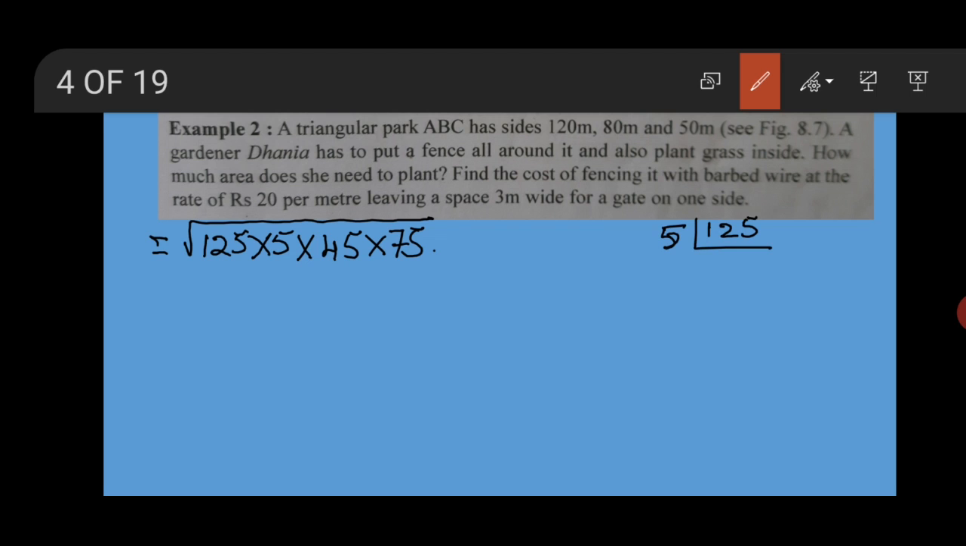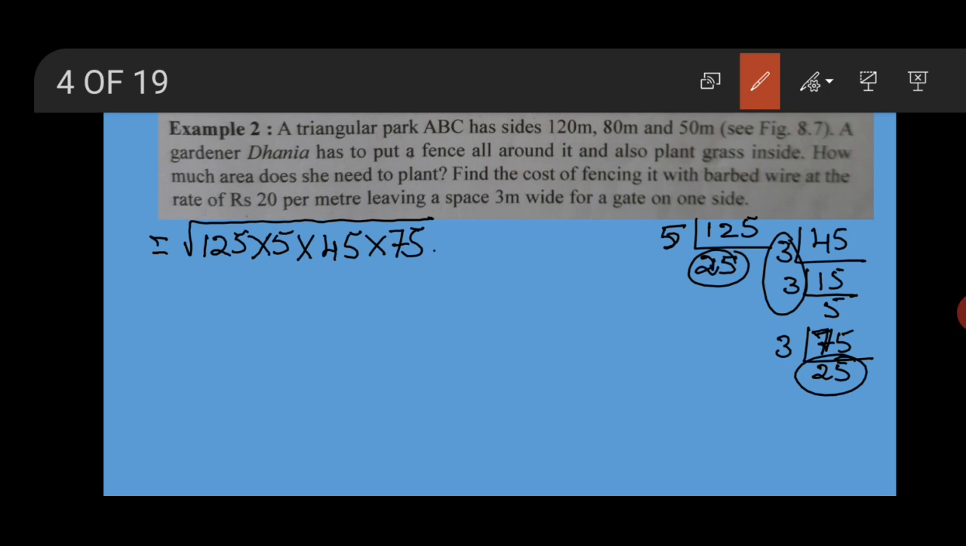25. Therefore, we can write 25 into 5. Similarly, 45. How can you write 45? Square root of 45. So, we can write it in this way, 9 into 5. Similarly, factorize 75. 3 2s are 6, 3 5s are, so 25 into 3.